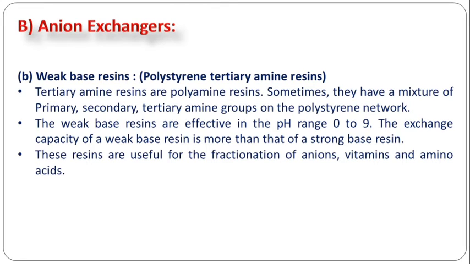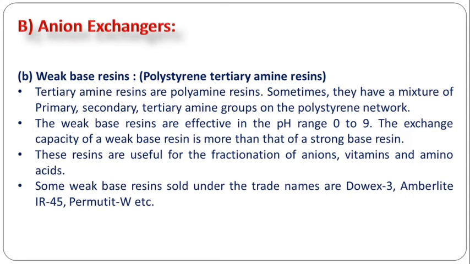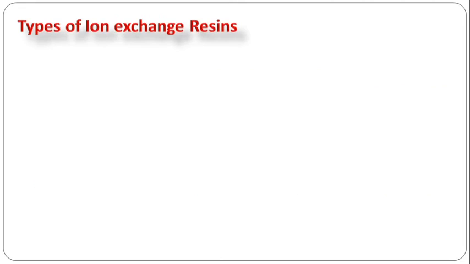These resins are useful for the fractionation of anions, vitamins or amino acids. So these weak base resins are useful for the separation of anions, vitamins or amino acids. These are some weak base resins sold under trade names like Dowex 3, Amberlite IR45, Permutit W. These are some weak base resins which are available in the market commercially. So these are the types of ion exchangers and their activities.